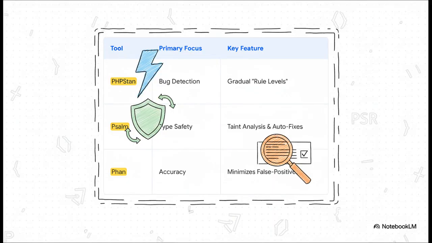When it comes to static analysis in PHP, you've got three heavy hitters. First up is PHPStan. It's brilliant for sniffing out bugs, and its rule levels mean you can ease it into your project without getting overwhelmed. Then there's Psalm, which is a beast when it comes to type safety. It can even do something called taint analysis to find security holes. And finally, you've got Phan, which is all about precision. Its main goal is to be super accurate and avoid crying wolf with false alarms.